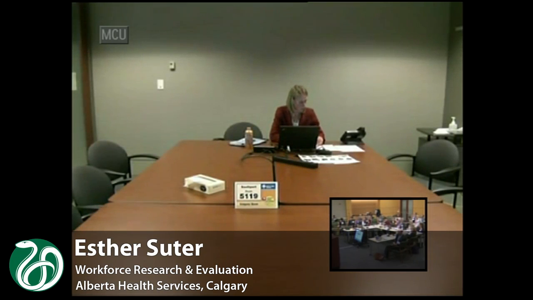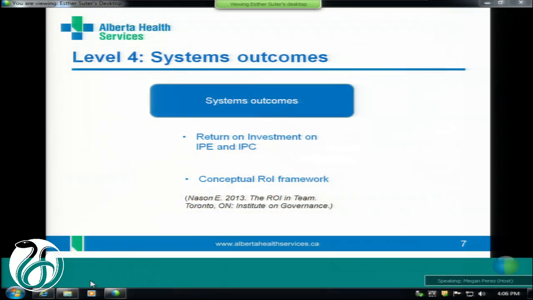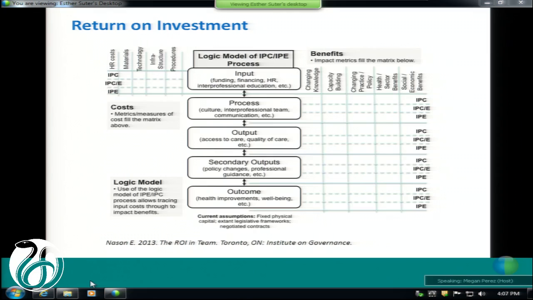The last level I would like to speak about is the systems outcomes, and I have selected here to highlight return on investment on interprofessional education and interprofessional collaboration. I think that's a highly neglected area so far. So there is a framework, some of you might be familiar with it, Eddie Nason from the Institute on Governance in Canada has developed a conceptual return on investment framework on interprofessional education and interprofessional collaboration. And so this is a snapshot of the logic model from his report that's on the website of the Institute.